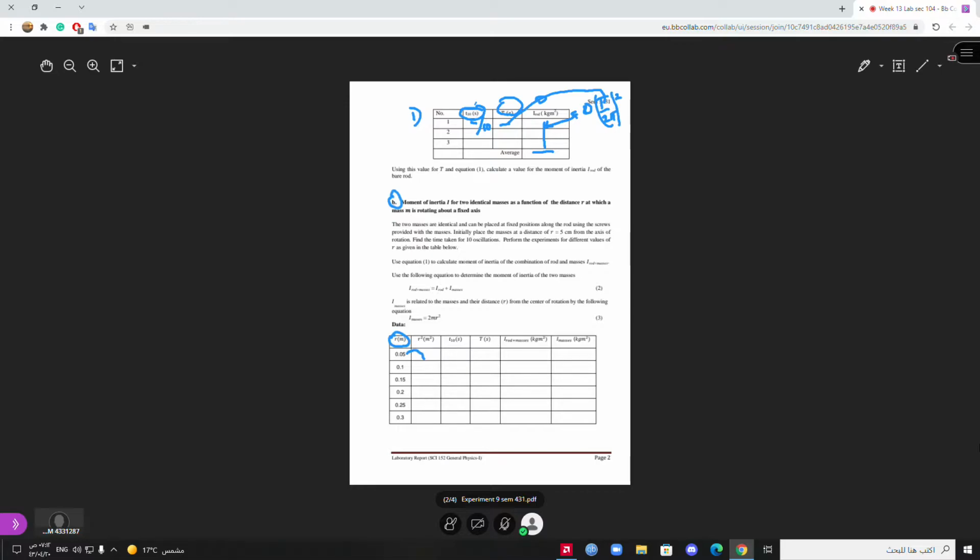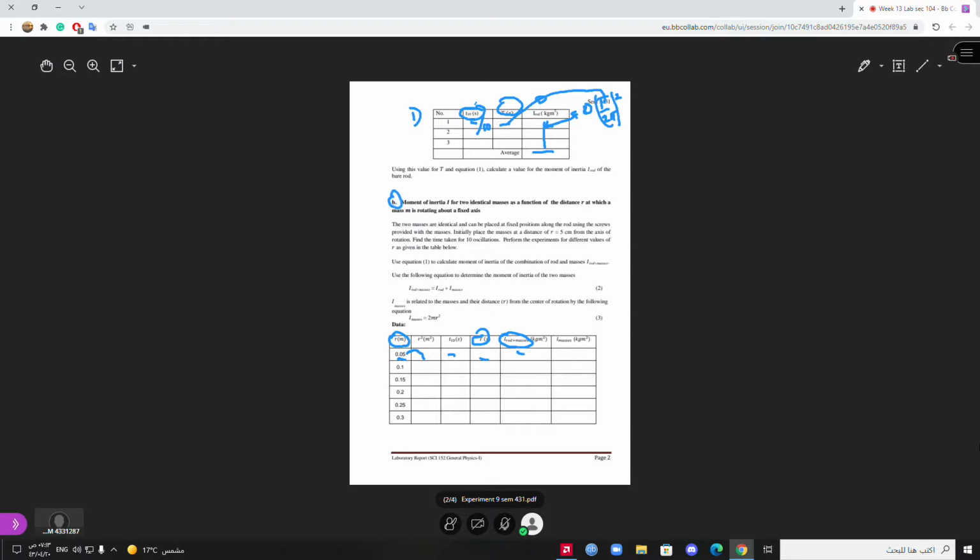T10 is the time taken for 10 oscillations. First fix the 5 centimeter radius and measure the time taken for 10 oscillations. Write T10. Divide this by 10. You'll get this, the rod and masses. How to calculate this? Using the same formula, because this T belongs to rod and mass. Substitute this T in the same formula, you will get this.